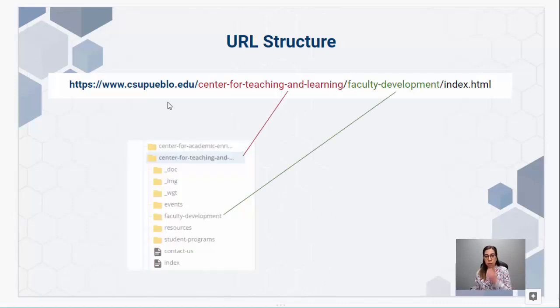So for example, if someone sent this URL saying, oh, we need an edit on this page, then we'd find the root folder Center for Teaching and Learning, and then we'd find a folder inside, Faculty Development, and then edit the index page inside of Faculty Development. So just pay attention to where that falls in the URL. That root folder is what comes right after the csupueblo.edu. And then we know that Faculty Development lives inside of Center for Teaching and Learning.